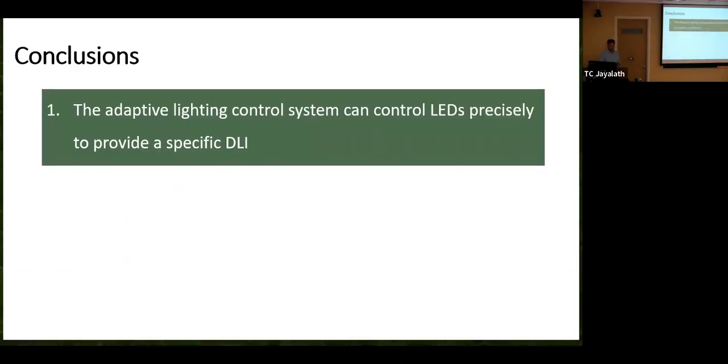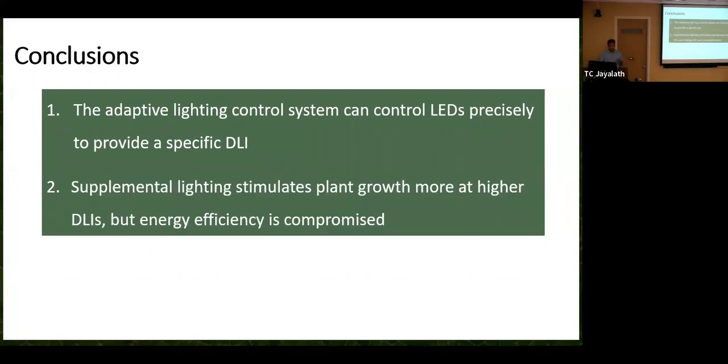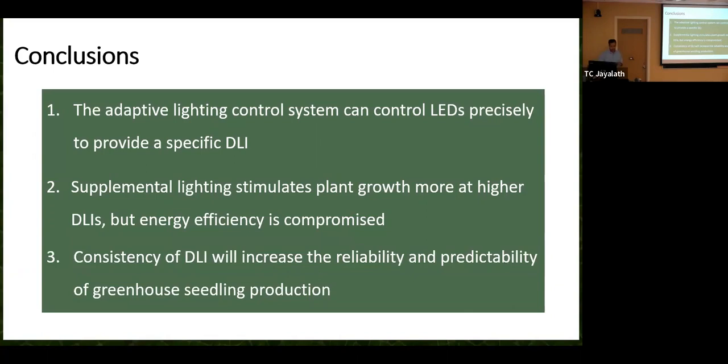For the conclusion of my first study, the adaptive lighting control system controls LEDs precisely. It can provide the specific DLI every single day, regardless of weather. Supplemental lighting stimulates plant growth, more so at higher DLIs, but we need to consider the energy use. And finally, I can say consistent DLI will increase the reliability and predictability of greenhouse seedling production, because if you're providing the same amount of light for seedlings regardless of the weather changes, you know your plants are growing at the same level every single day. And then you can predict which days your seedlings will be ready to be harvested and ready to be shipped.